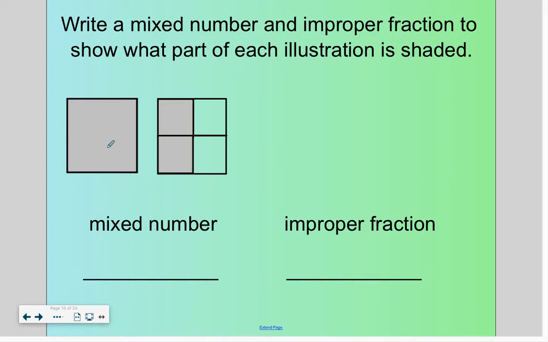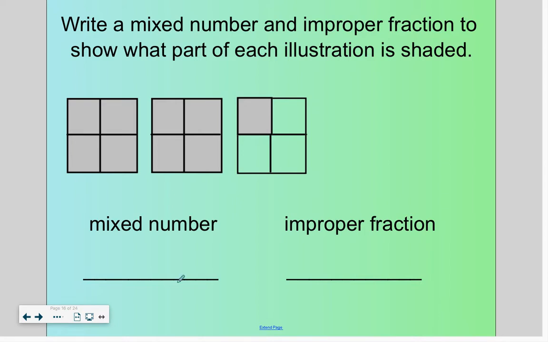Here I have 1 full box and 2/4 of the next. That would be our mixed number. If we were thinking about this as an improper fraction, we're thinking about how many fourths there are all together. There's 1, 2, 3, 4, 5, 6 fourths. These are equivalent. Here, our mixed number would be 2 and 1/4, and our improper fraction would be 9 fourths. Again, it's the same amount of space shaded, they're just split up differently.